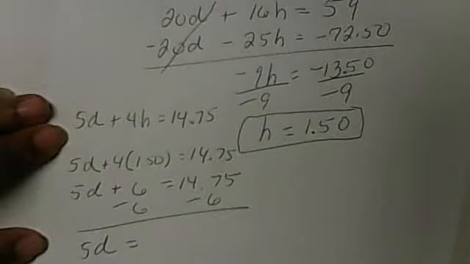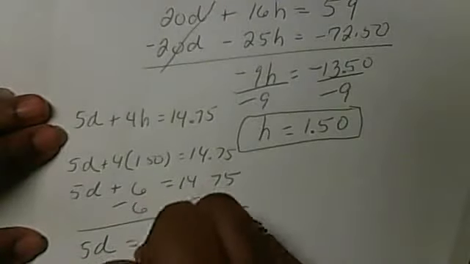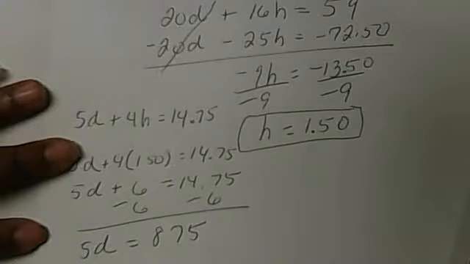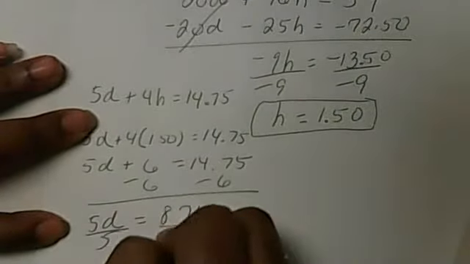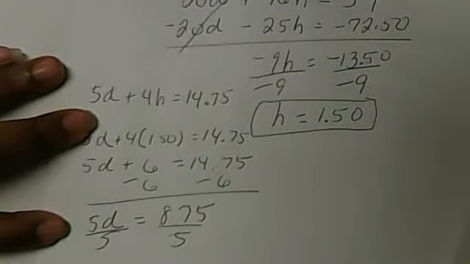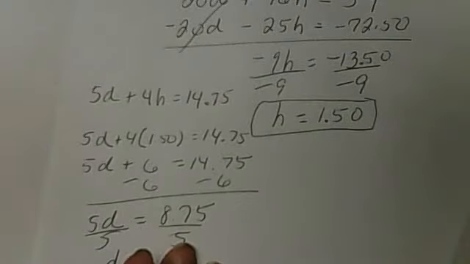5D is equal to 8.75. Now divide by 5 both sides, and now you'll get the price of your hot dogs, which is 1.75. So your hot dogs are equal to $1.75.